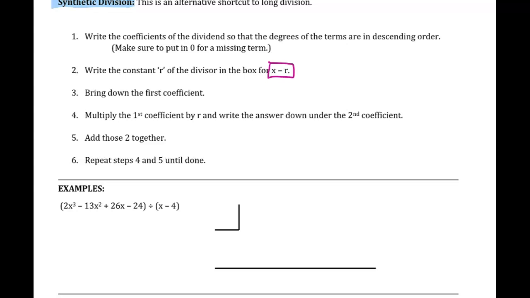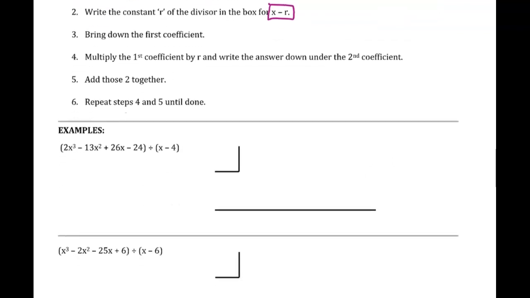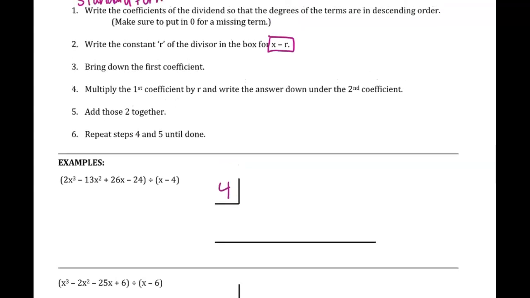it's in standard form. So that's really this first piece that has to be in standard form. And it is, and it typically will be for you, but just in case, it's good to check. And we're dividing by x minus 4, and so 4 is what goes right there in the box. And then we put all the coefficients.